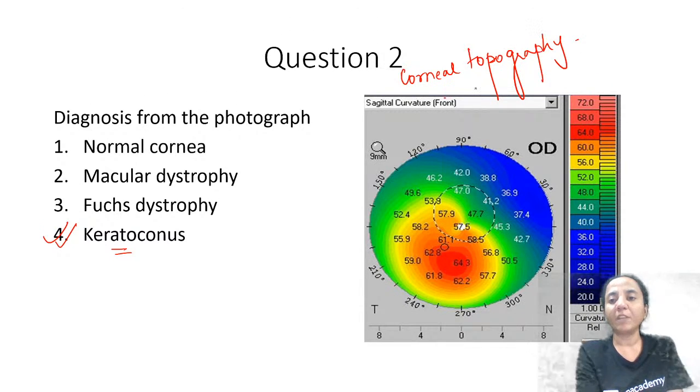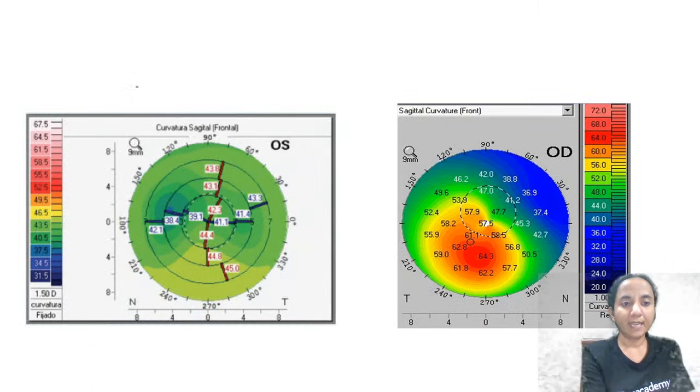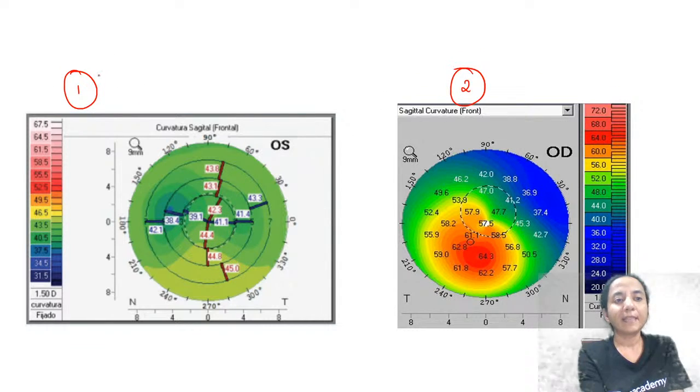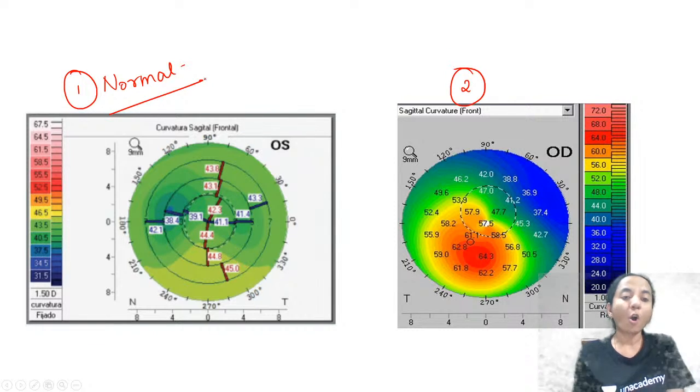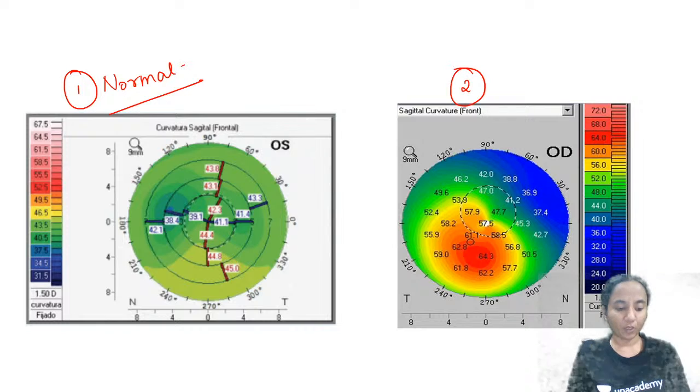So, first, let me show you what a normal corneal topography looks like. See, these are two pictures. This is the one that we had in the question. I will name this as 2. And the first one is the topography of a normal cornea. Now, when you look at picture number 1, you see the whole color coding is in green.